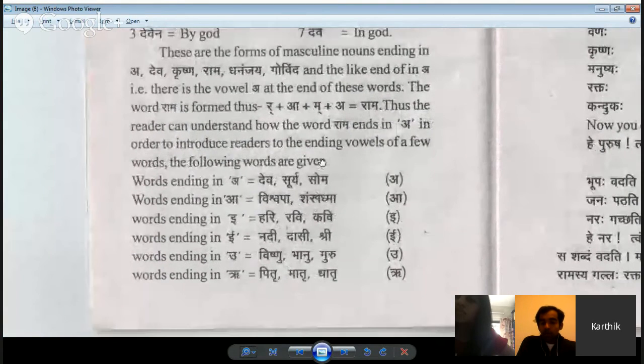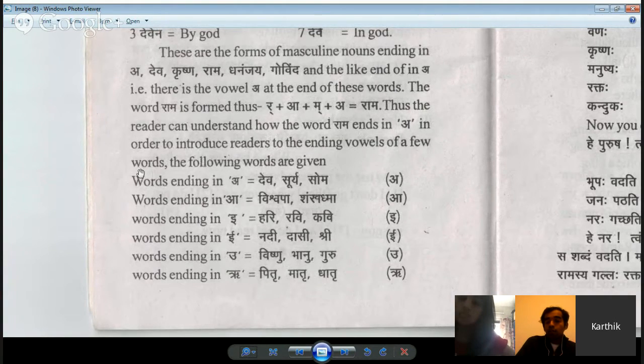Okay, so here he is just giving some examples, because he is trying to explain what I already explained to you, that there is an inherent a in all consonants. So for instance, when you put a ma, it is actually makara plus akara. So now he is just introducing that there are different kinds of words ending in different kinds of vowels, and there are also consonant ending nouns in Sanskrit. So he's just giving some examples. So words ending in a, deva, surya, soma. Words ending in aa also are possible. Vishwapa, Shankadhma. Usually words ending in aa are mostly feminine, but there are also masculine words. For instance, Vishwapa is a masculine word.